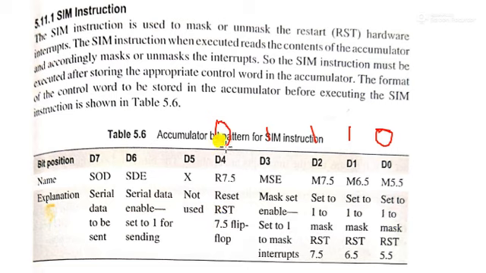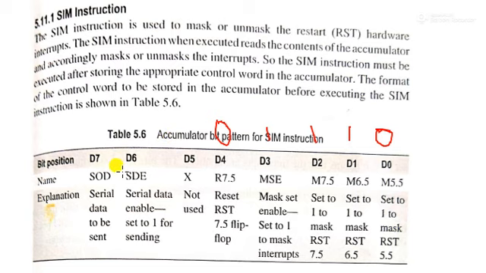Okay, so after this SIM instruction, RST 7.5 will be allowed, because here it is 0, though here it is 1, but here it is 0, so that's why it will be allowed. Now come to the D5 bit. It is a don't care condition. Here we can use 0 or 1. It doesn't matter if it is 0 or 1.